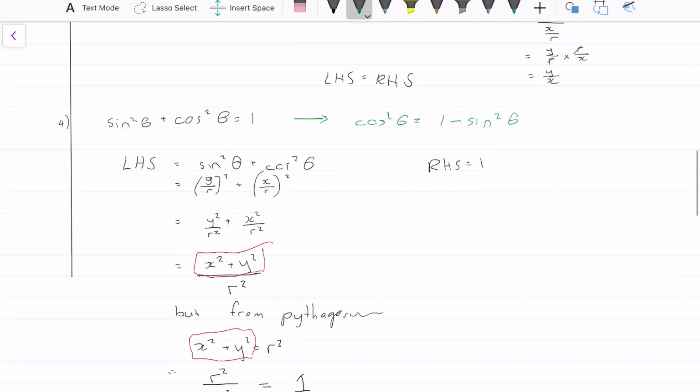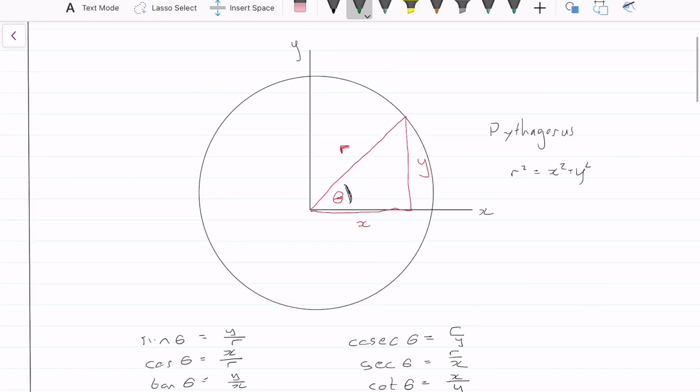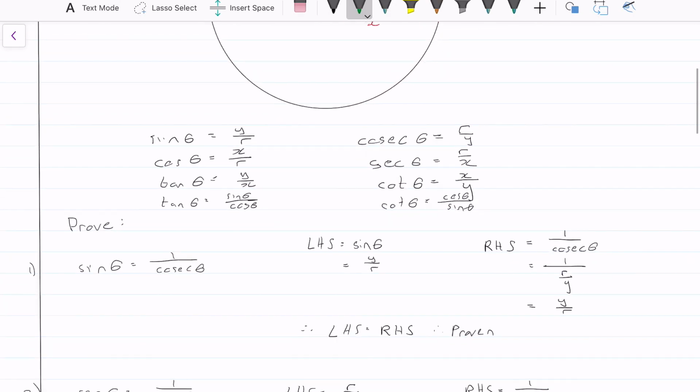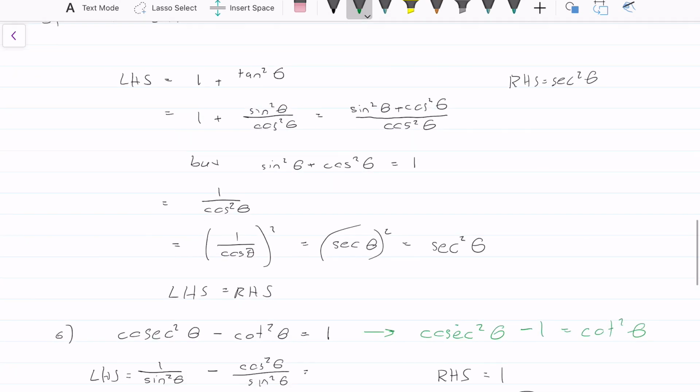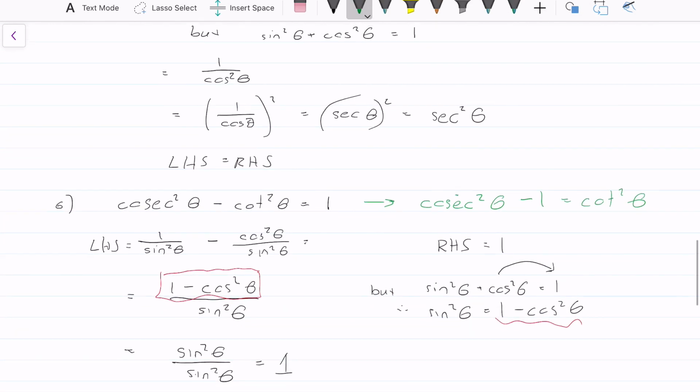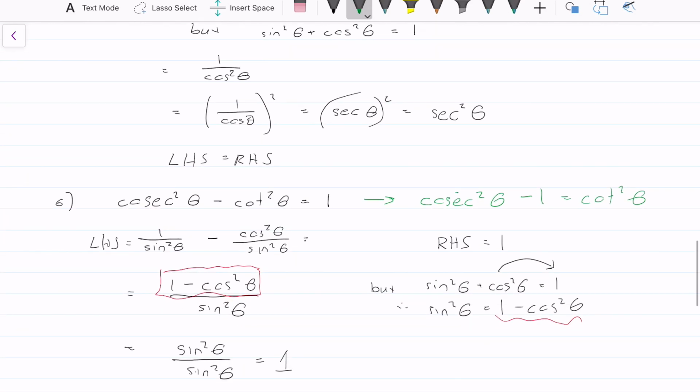So that's basically identities, just proving some of them. There's a lot more that we can prove, but all of them follow the same logic. We just write the left-hand side, get it as far down as we can, and see if it matches the right-hand side. If not, then we work with the right-hand side.